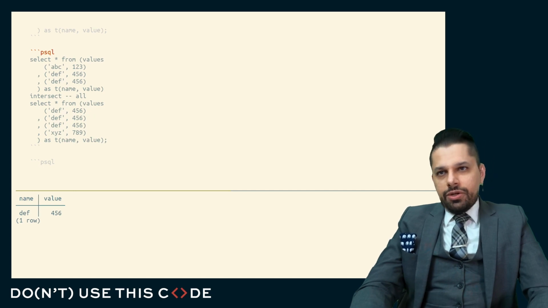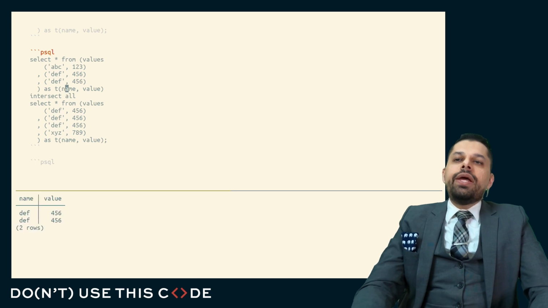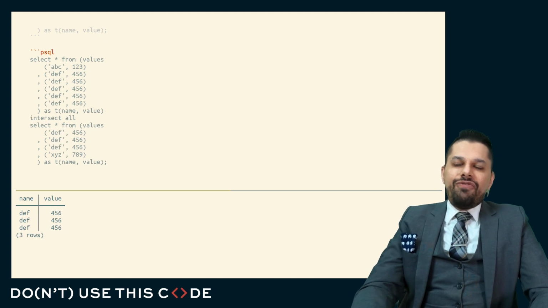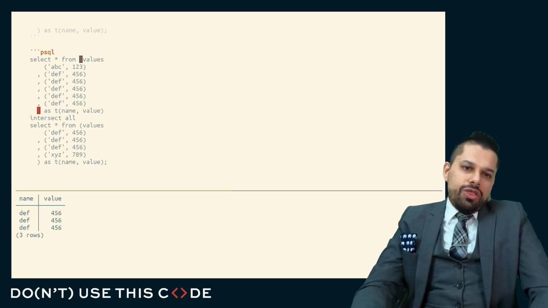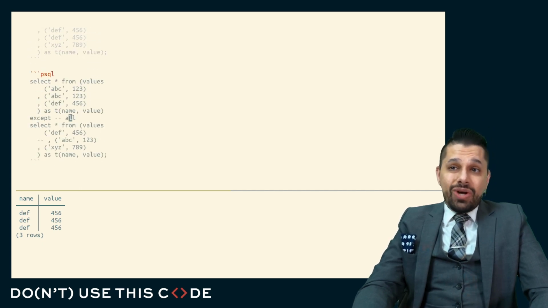By default, what intersect will give me is only one entry for that. It'll eliminate all the duplicates. Intersect all will give me the minimum number of times something was duplicated in the intersection. So here, if I had 5 of them on one side and 3 of them on the other, I'll get 3. I'll get the minimum of this. And similarly, I can do set subtraction as well.